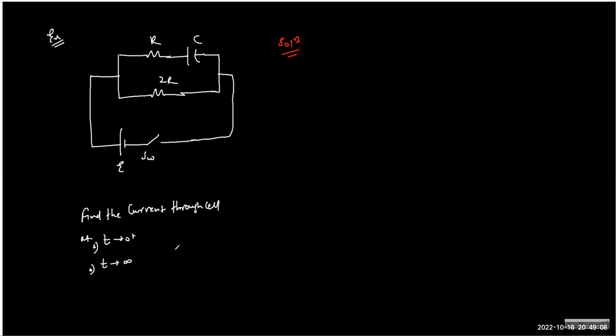What is the current through the cell? 3E by 2R. Correct. Very good. And for part B, the capacitor path, the path in which C is present, no current will flow, right? No current. So still we have one path left. So E by 2R.